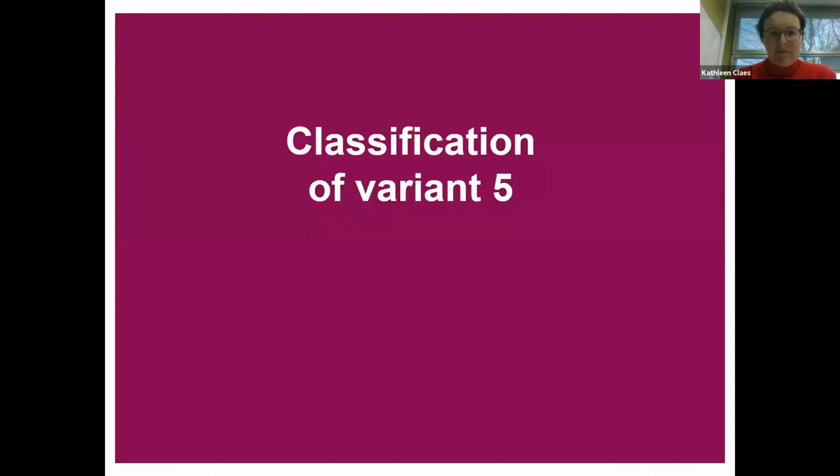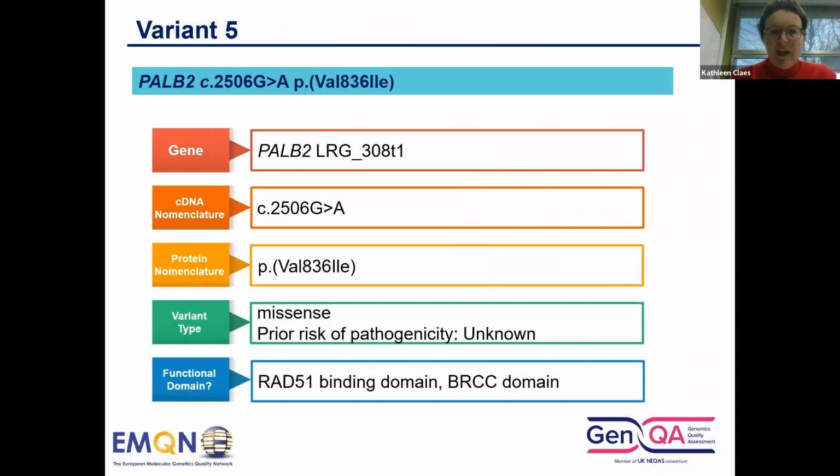Slide, please. Then for variant 5, it's a variant in PALB2, again a missense variant, c.2506G>A, and it changes the valine at position 836 to an isoleucine. Also located in the functional domain, the RAD51 binding domain and BRCA domain, and the prior risk of pathogenicity is unknown. Next slide, please.